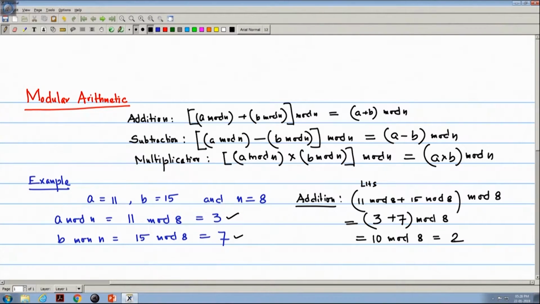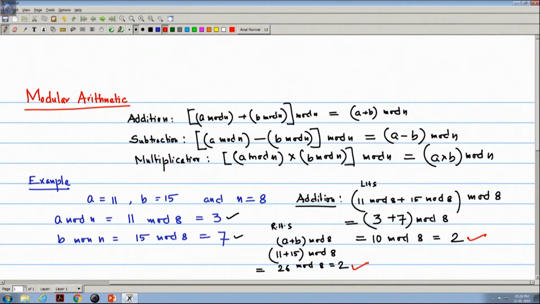And if I do a plus b modulo n, so if I write the RHS, a plus b modulo 8, this is simply 11 plus 15 modulo 8, and this is equal to 26 modulo 8, which is 2. Now, we see that here it is 2, here it is 2. So, these two are equal.